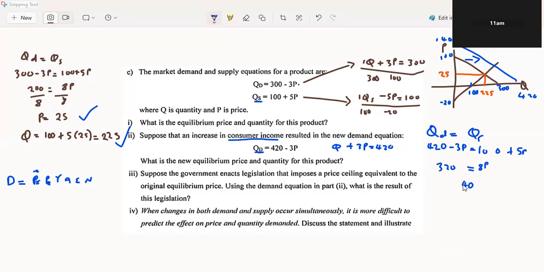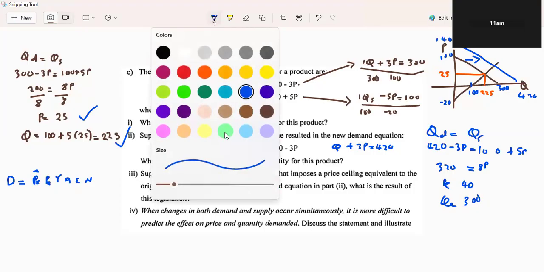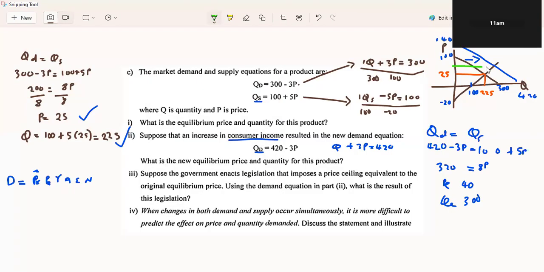Then also when you put the 40 in any of them, 100 plus 40 times 5, what is that? 200. 200 plus 100, that is 300. So equilibrium price is 40, equilibrium quantity is 300. So this is our new equilibrium here. All right. 300 for the quantity and 40 for the price. Are we following?